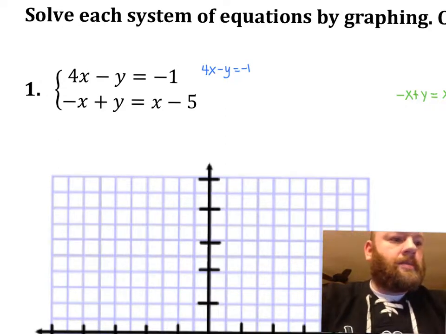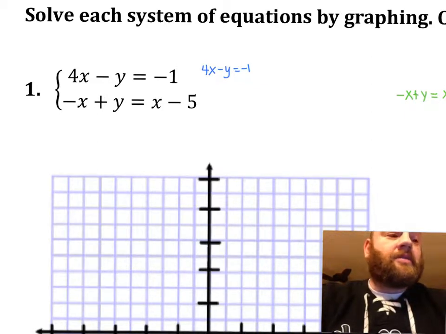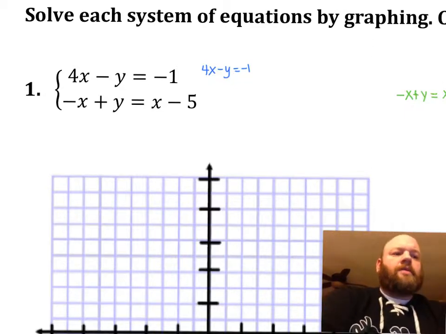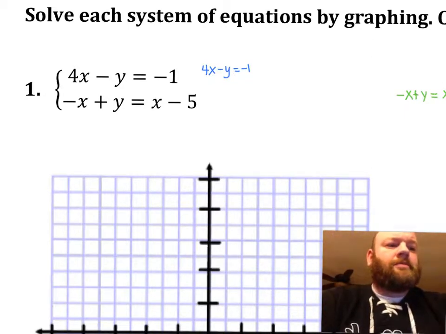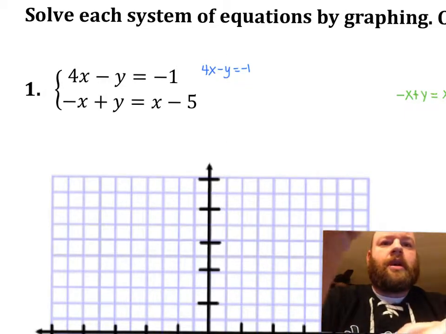Alright guys, so we're going to go through and solve systems of equations by graphing. The main idea is to get the equation solved for y, then put it in y equals mx plus b slope-intercept form. Plot the y-intercept, graph the slope. So we're going to take a look at number 1 here.